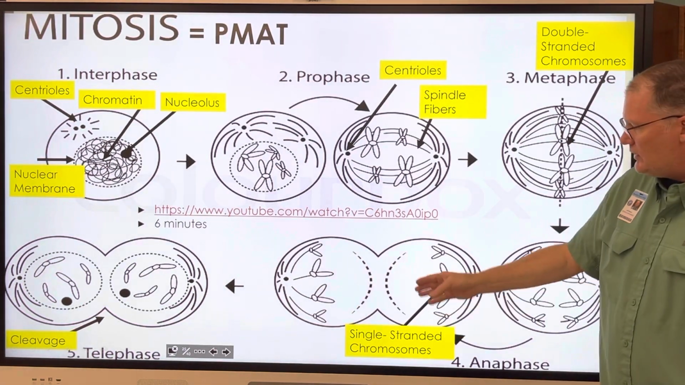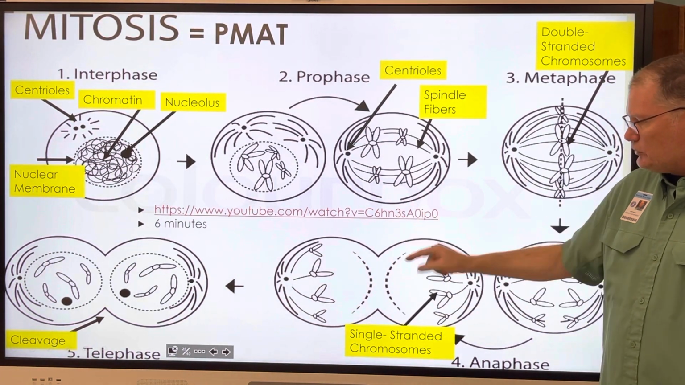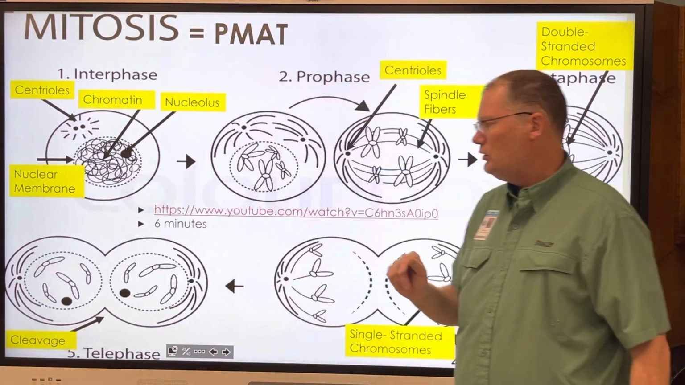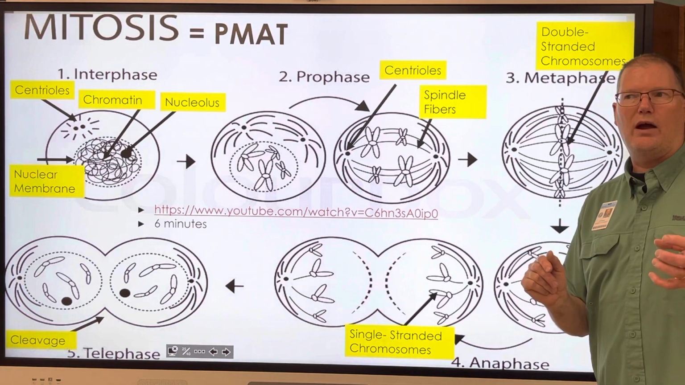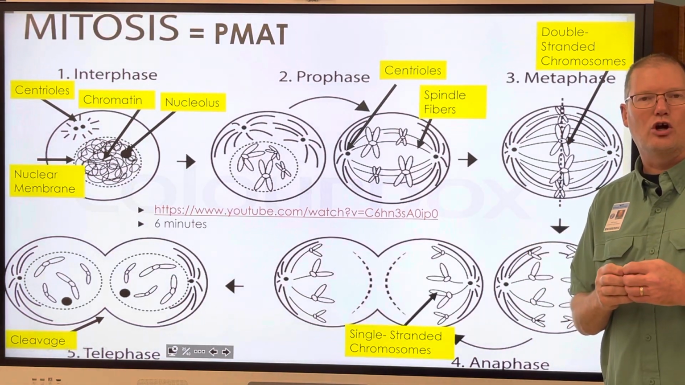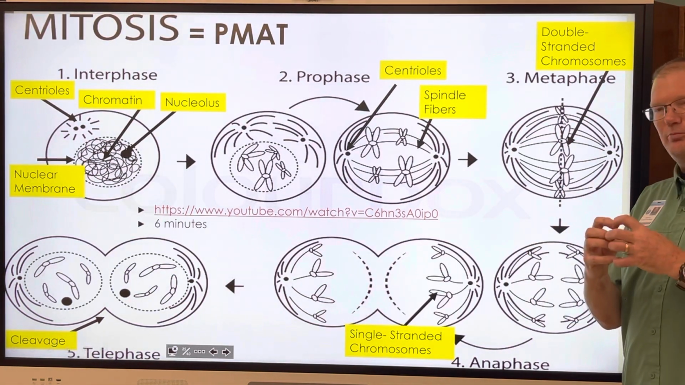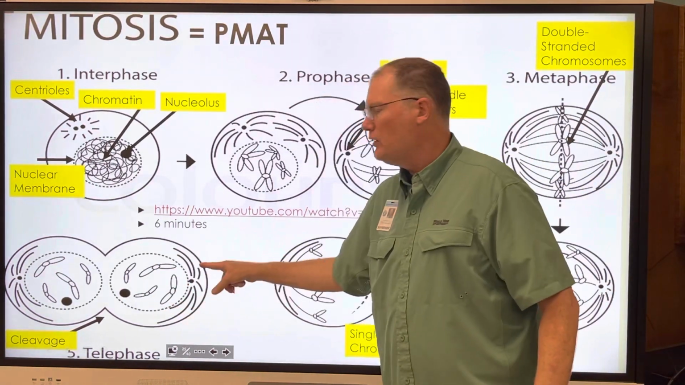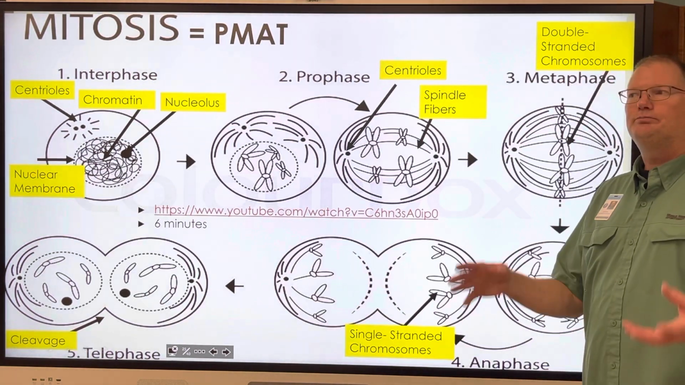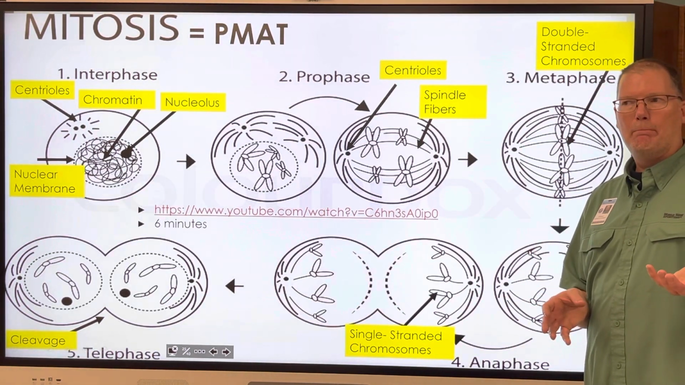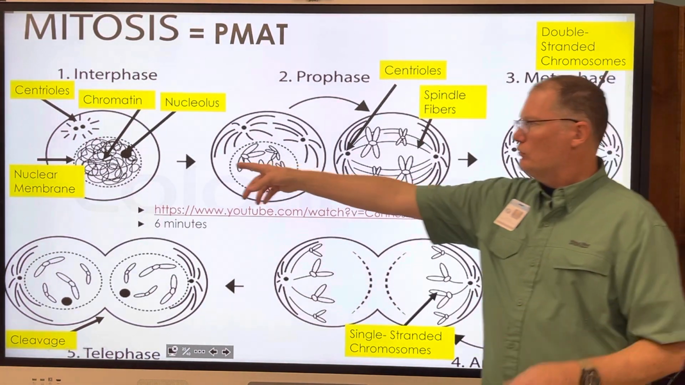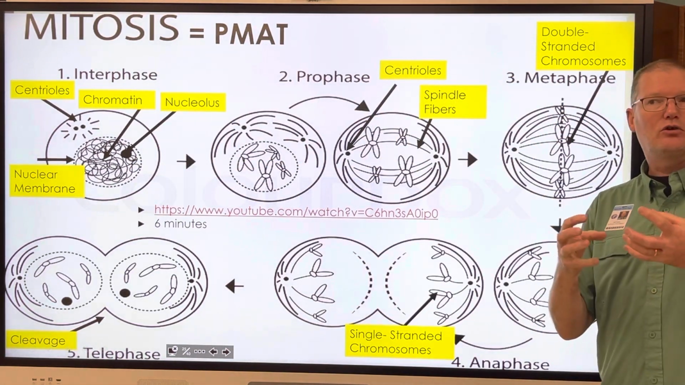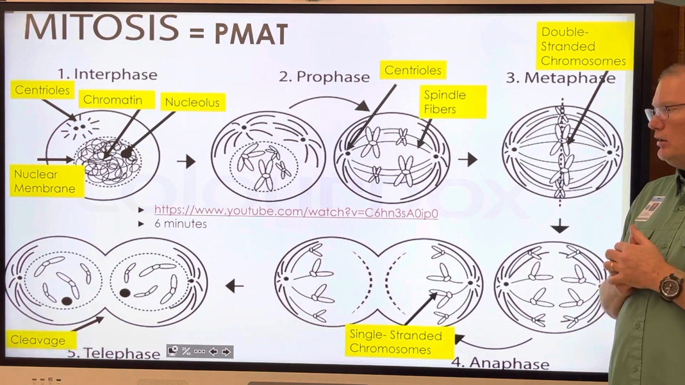And then you get this thing called a cleavage furrow right here. This is called cleavage furrow. And that's where cytokinesis is going to occur. That's where the cells are going to split into two. And then the nuclear membrane forms around the chromosomes again, and they go back into interphase again to the resting state. And you have two cells. They're called daughter cells from the first cell.